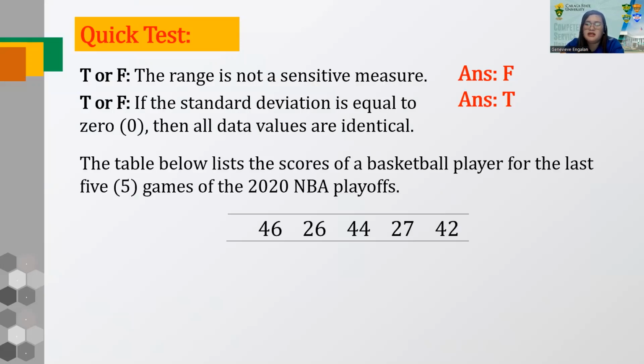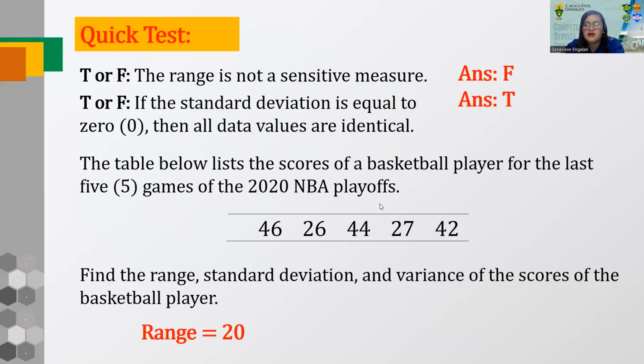Okay, the table below lists the scores of an NBA basketball player for the last 5 games of the 2020 NBA playoffs. So this is just a sample, because it says only the last 5 games, meaning there are other games aside from those. So this will be a sample. If you compute the standard deviation, variance, and range, you have 46 minus 26, that's 20. The standard deviation is 9.70. Our variance is 94.